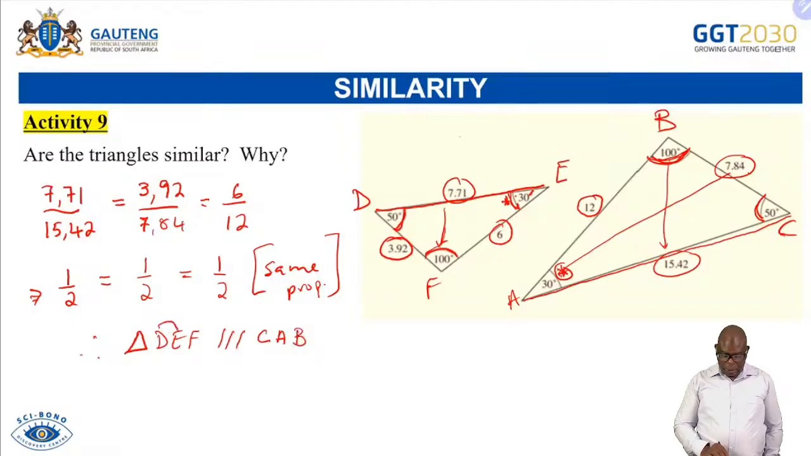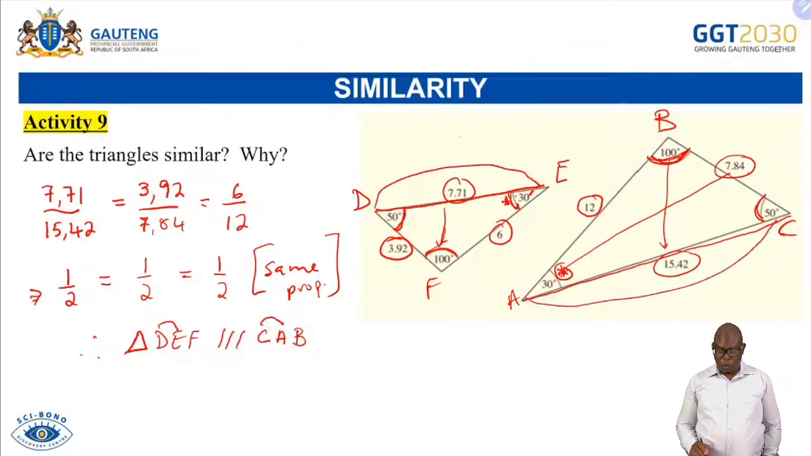You see, DE over AC. DE is 7.71 over AC, which is 15.42. So the proportion must be the same. I cannot write triangle ABC in there because otherwise the ratio will not be the same. You see, angle D equals angle C, angle E equals angle A, and angle F equals angle B. Right.